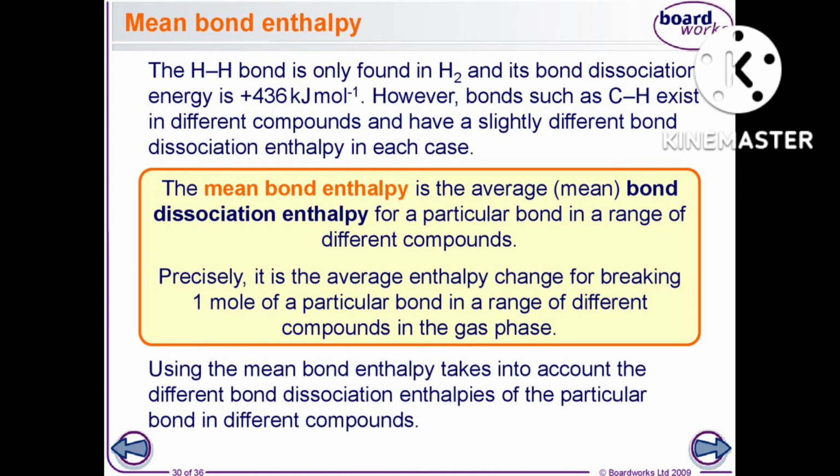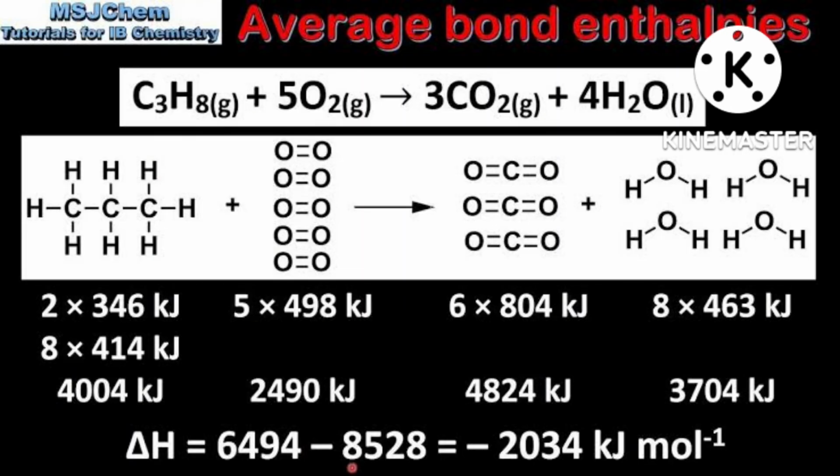As for example, in CH3CH2Cl, ethyl chloride, and nitromethane, which is CH3NO2. Here Cl is attached in ethyl chloride, and NO2 is attached in nitromethane.